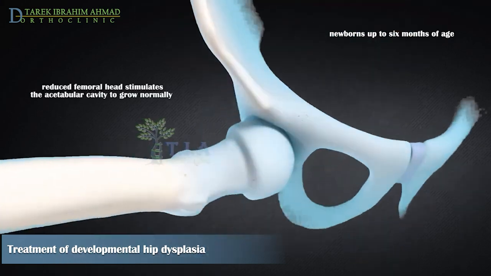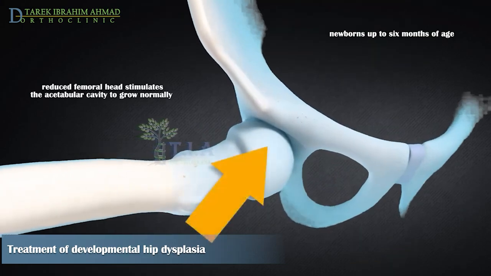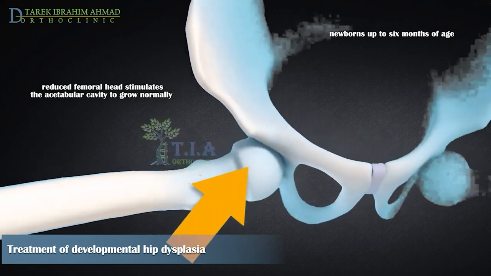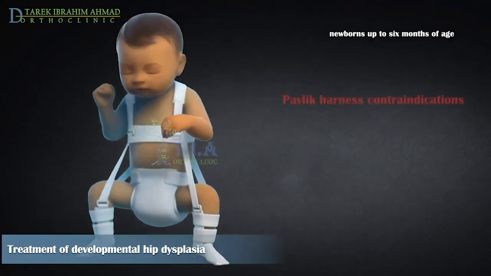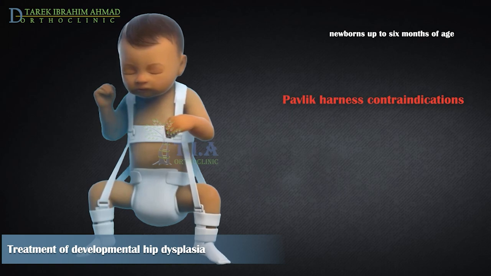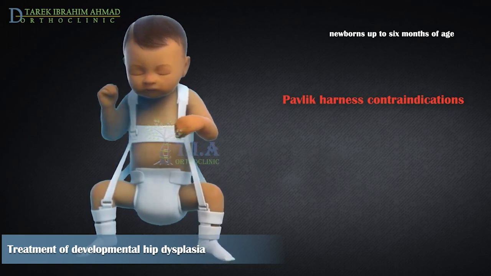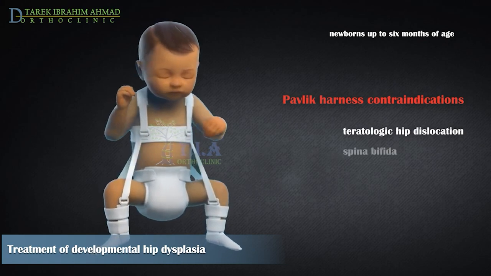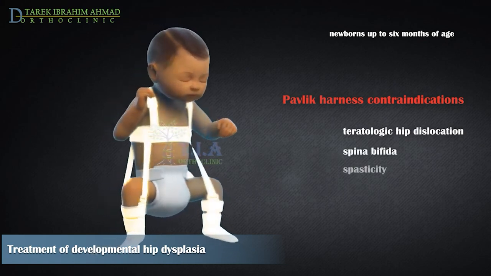The treatment is based on the concept that if the reduced hip is kept positioned in flexion and slight abduction, the stimulus needed for normal development of the joint will be provided. The treatment with Pavlik requires normal muscle function for successful outcomes, so it is contraindicated in teratologic hip dislocations and patients with spina bifida or spasticity.